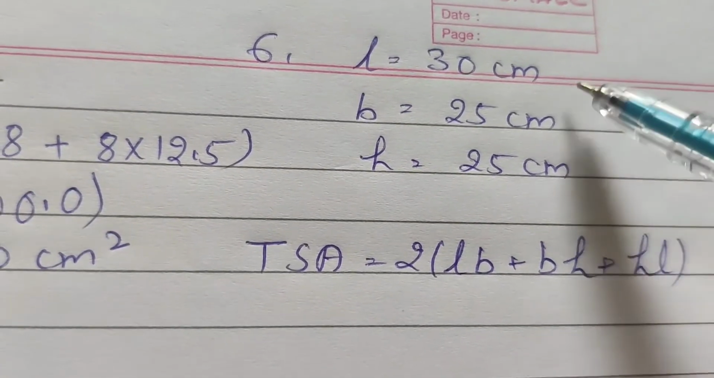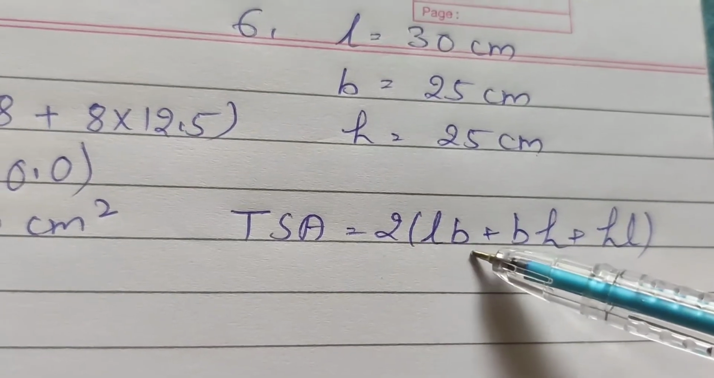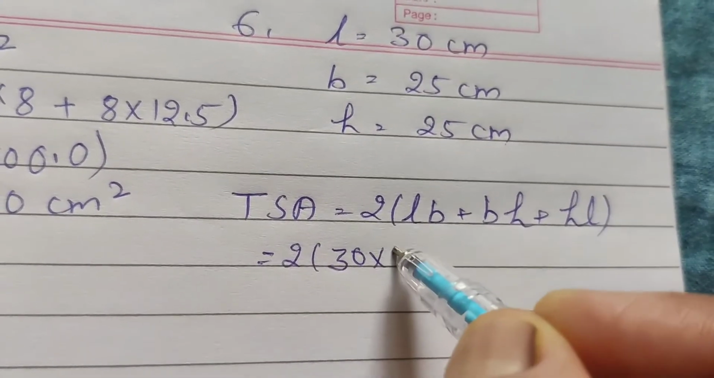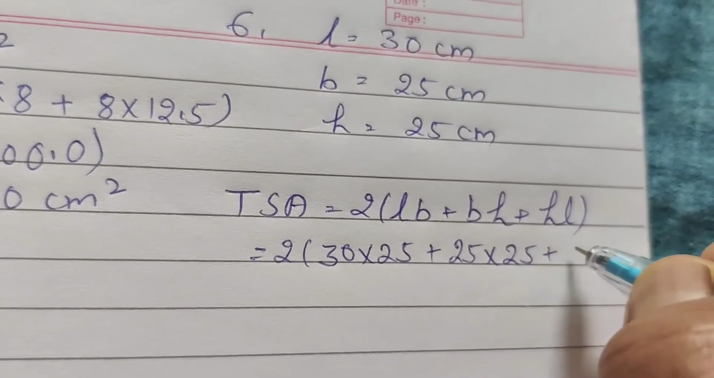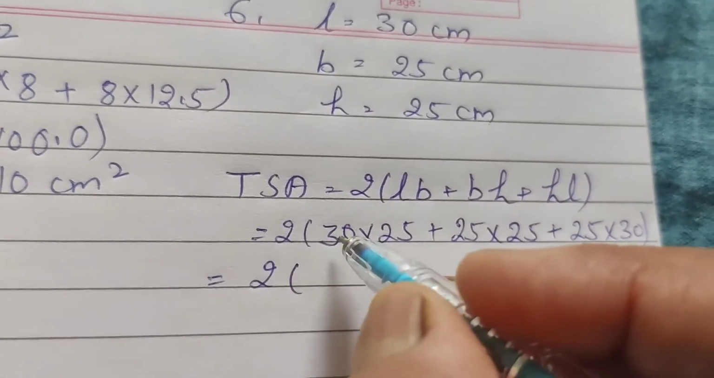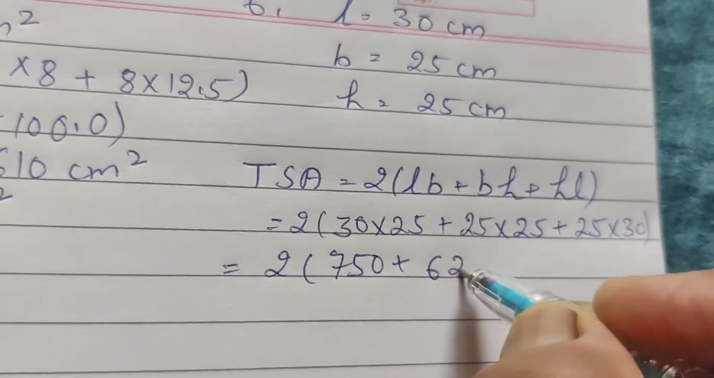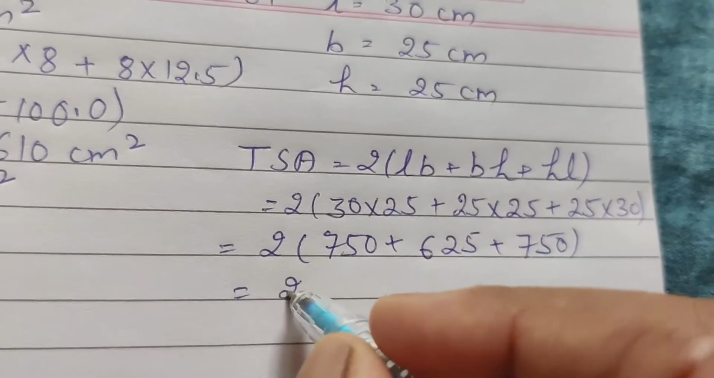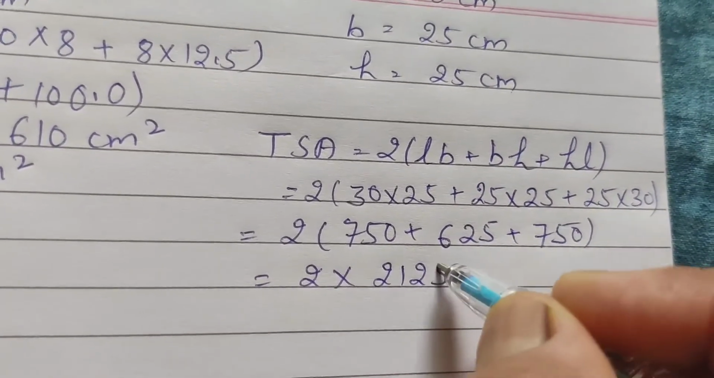Length 30 centimeter, breadth 25 and height is 25 centimeter. The total surface area formula is 2 times (LB plus BH plus HL). Now put the values. 2 times (30 into 25, plus 25 into 25, plus 25 into 30). Now calculate: 750 plus 625 plus 750, that is 2125. Now multiplied by 2.